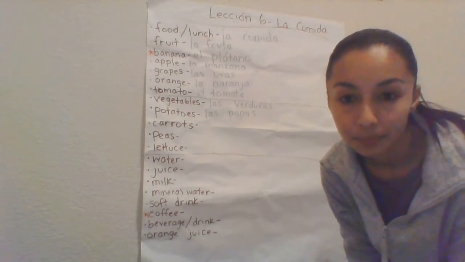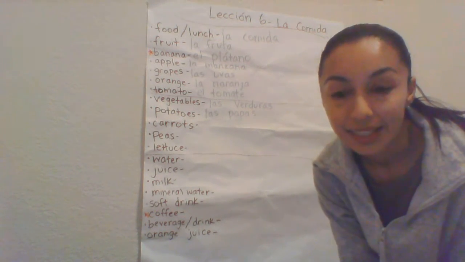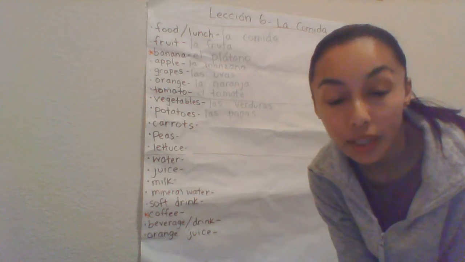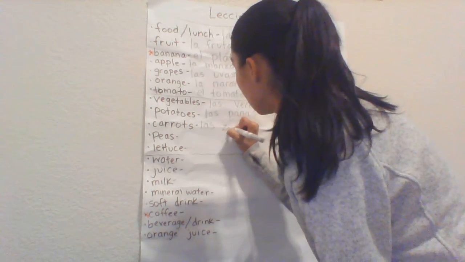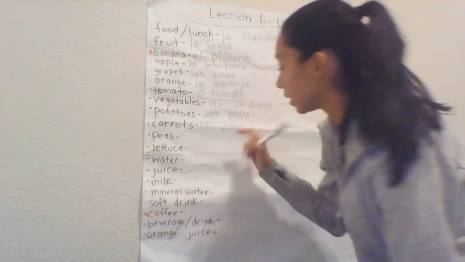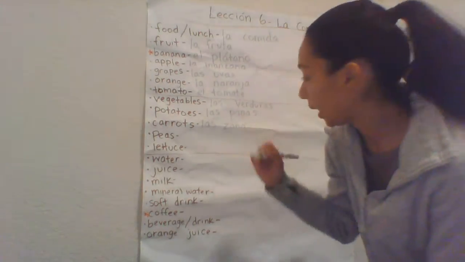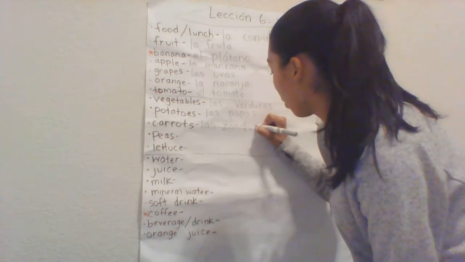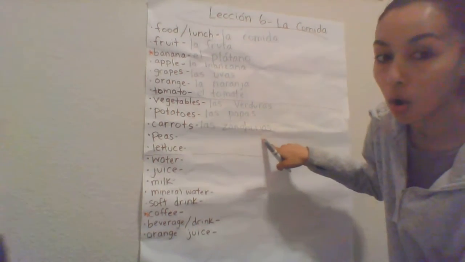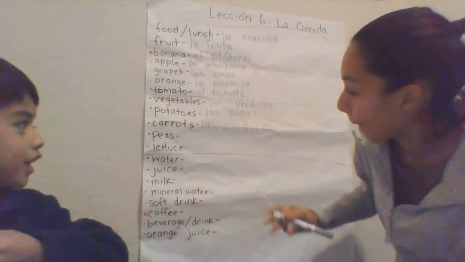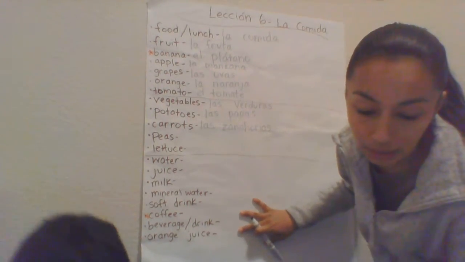Las papas. Carrots, kind of a long word here, is las zanahorias. The sana is con Z. Sana. Orias has a silent H there. Las zanahorias. Sorry, it's a little bent there. Zanahorias.